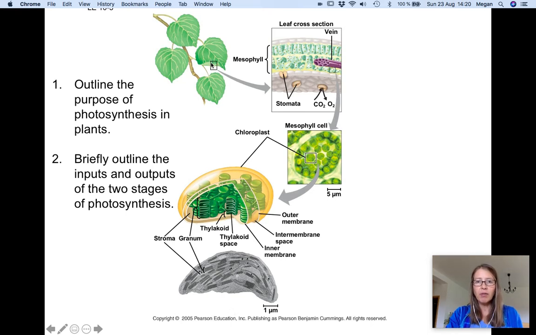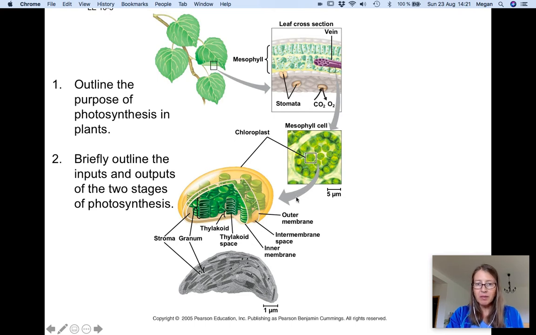So here's the leaf. And if you take a cross section of that leaf, you can see there's a whole bunch of cells here. Each one of these cells, right? You can see these are the ones that are called mesophyll cells. And if you look at one close under a micrograph, inside a mesophyll cell, there's a whole bunch of chloroplasts.